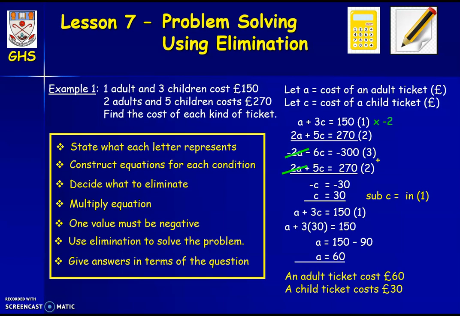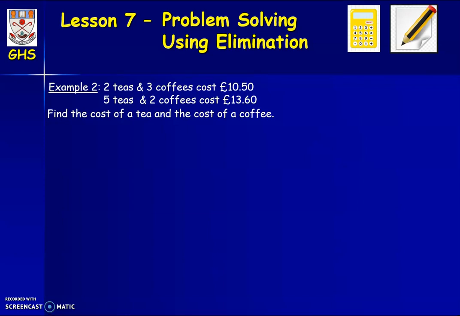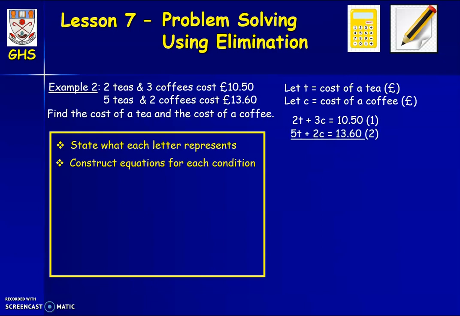Let's look at a second example just to make sure we're understanding this. So here we have 2 teas and 3 coffees cost £10.50 and 5 teas and 2 coffees cost £13.60. We want to find the cost of a tea and the cost of a coffee. So, common sense approach, we use T for the cost of a tea and C for the cost of a coffee, which means our equations will become 2T plus 3C equals 10.50 and 5T plus 2C equals 13.60.